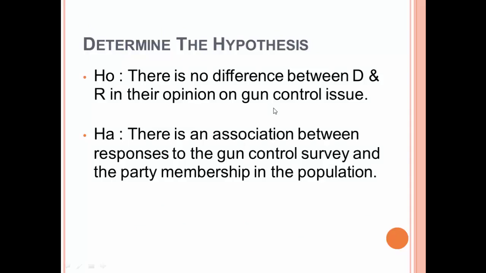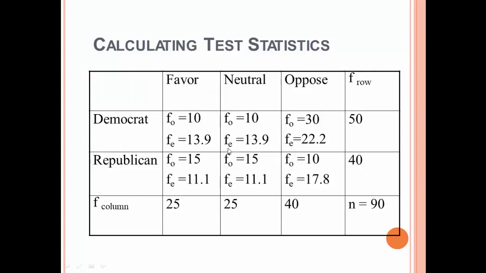Determine the hypothesis. Null hypothesis: there is no difference between Democrats and Republicans in their opinion on gun control issues. Alternative hypothesis: there is an association between responses to the gun control survey and party membership in the population. Here in this case we calculated the observed frequency and the expected frequency in each case.